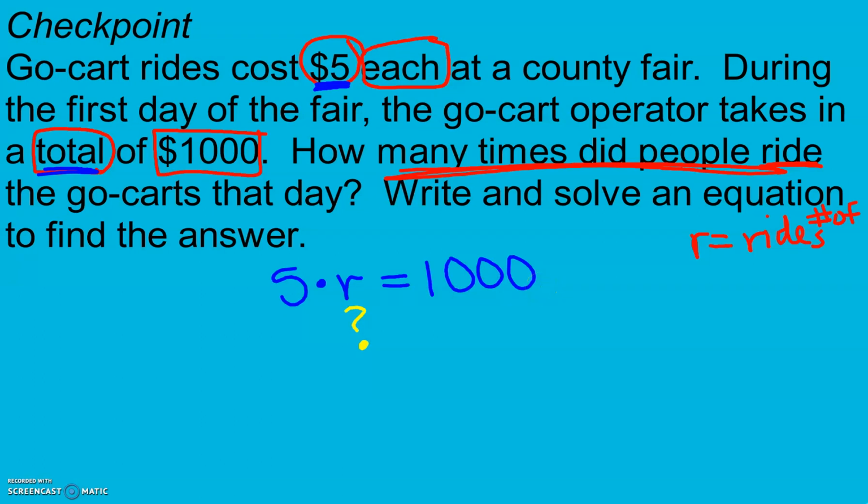Well, 5 times 2 gets me to 10. And then I have 2 zeros after that, so it's like I multiplied by 100. So there were 200 rides that day. Each at $5 got me to that $1,000. And that's all I have for section 2.4.